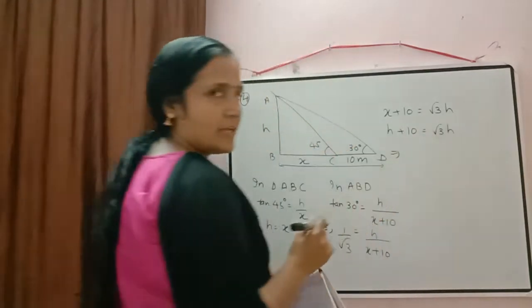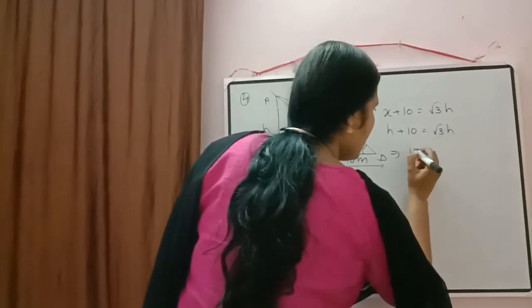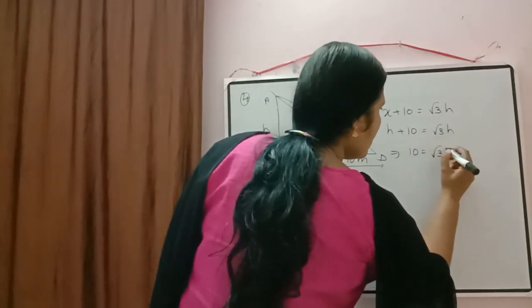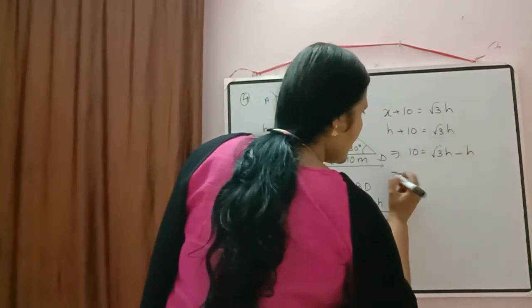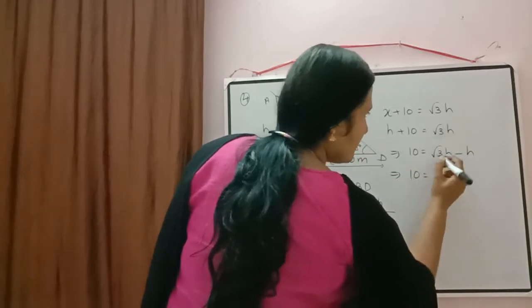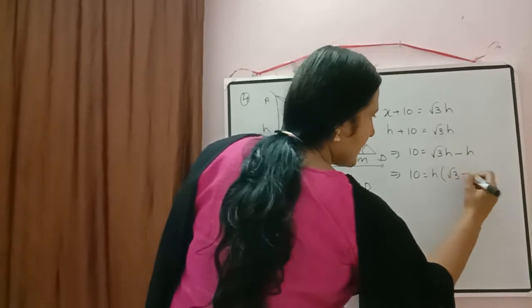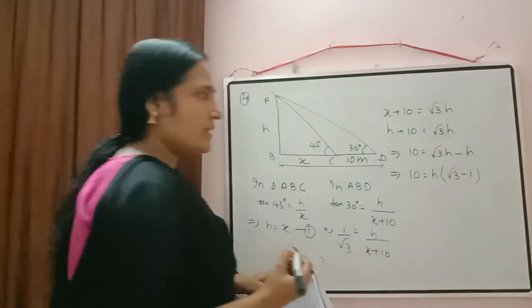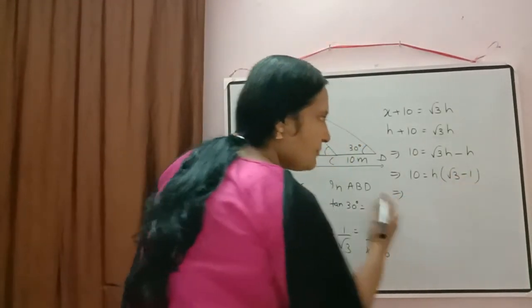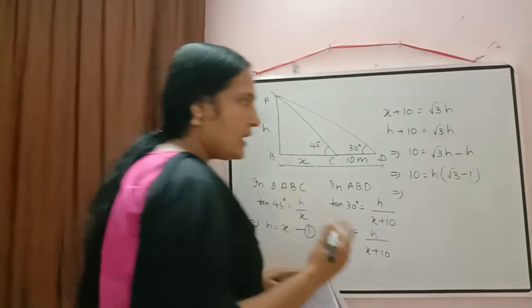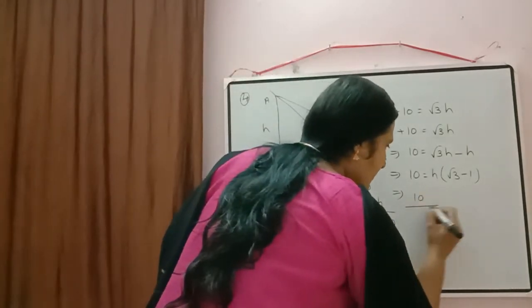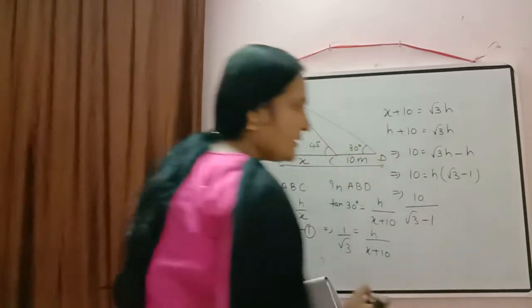Now h I am shifting to the right hand side. Then we will get 10 is equal to root 3 h minus h. So 10 is equal to, now what we will do? We will take h common. Then inside the bracket it will come root 3 minus 1. Now root 3 minus 1 we can shift to left hand side. Then it will come 10 by root 3 minus 1.